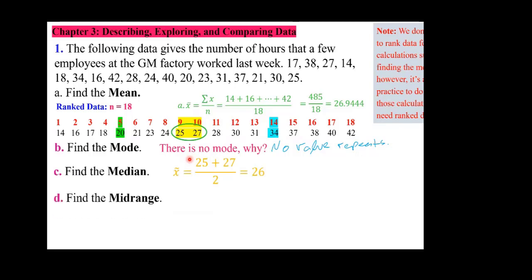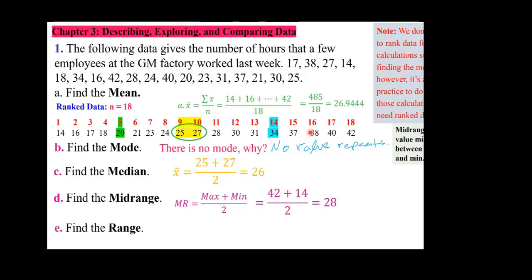Mid-range. First, the definition of a mid-range is the value midway between the max and min. Therefore, you add them up, you divide by 2. Because of the definition of a mid-range, max and min divided by 2 is 28. So it is highly affected by outliers. Find the range. Range is defined as maximum minus minimum, high minus low. And because it's in order, clearly 42 minus 14.